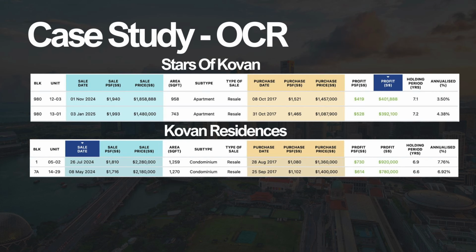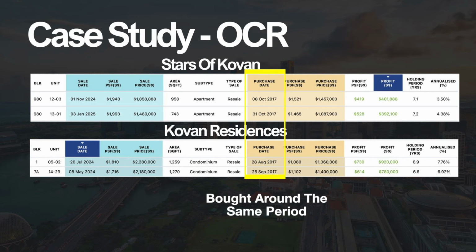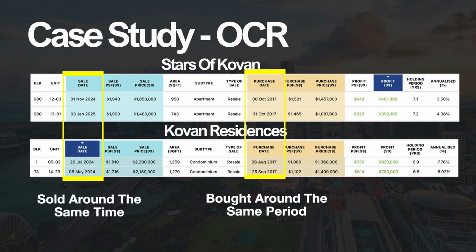So if you were to deep dive further, you can look at the dates here, the day they purchased similar units, which is around 2017, and they also sold around the same time frame, and look at the difference in profit. It is almost double for Kovan Residences as compared to Stars of Kovan. So estimated profit for Kovan Residences is around 800,000, whereas for Stars of Kovan, they are earning around 400,000 per unit. So the first factor for this framework is savings from price difference.